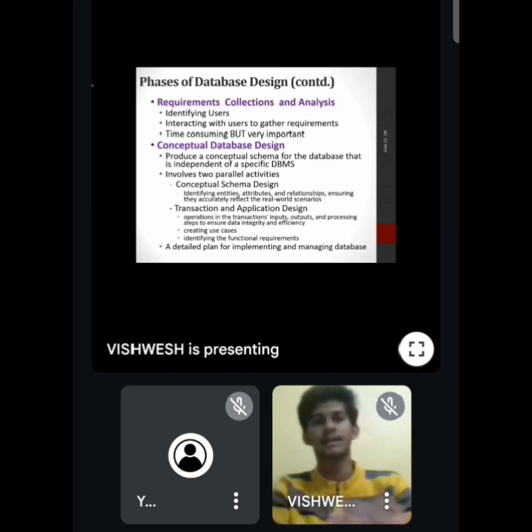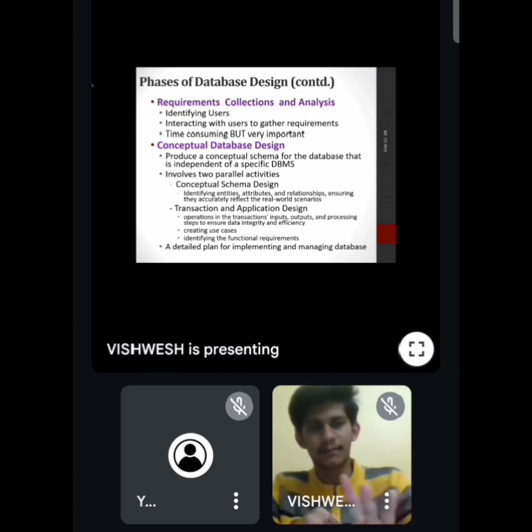Now these are the phases of database design. First one is requirements collection and analysis. It involves identifying users and interacting with users to gather requirements. It consumes some more time, but it's very important.